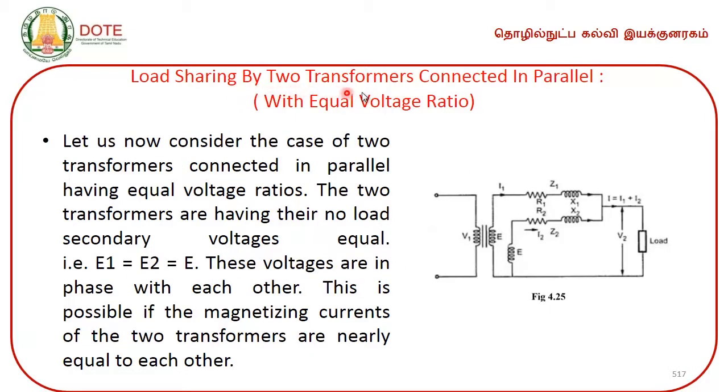Load sharing by two transformers connected in parallel with equal voltage ratio. Let us now consider the case of two transformers connected in parallel having equal voltage ratios. The two transformers are having their no load secondary voltages equal, E1 is equal to E2, which is equal to E. These voltages are in phase with each other. This is possible if the magnetizing currents of the two transformers are nearly equal to each other.